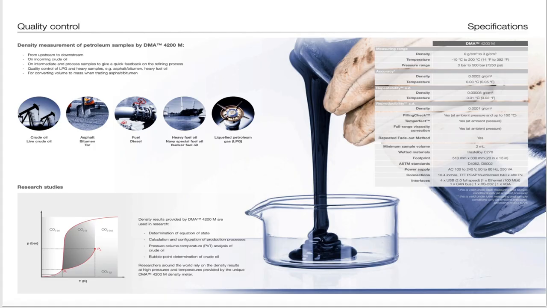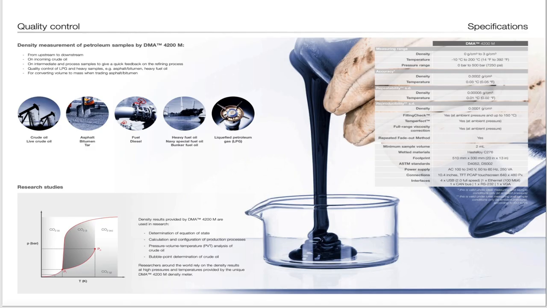It means it is very helpful. Density measurements provided by the DMA 4200 are also used in research. This density meter is used in research for determination of the equation of state, calculation and configuration of production process, and pressure, volume, temperature analysis of crude oil. Like these things we use.